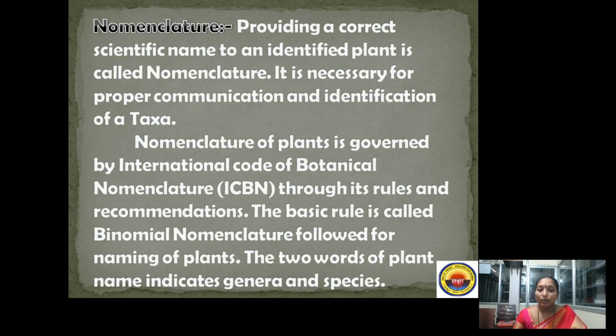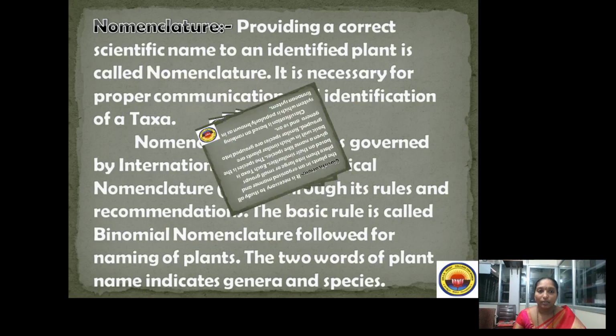The basic rule followed in naming plants is called binomial nomenclature, where bi means two. The two words of the plant name indicate genus and species. The first word is the genus, which starts with a capital letter, and then the species, which starts with a small letter. These two words together are called binomial nomenclature.